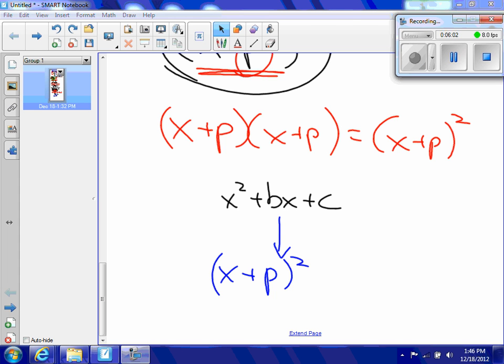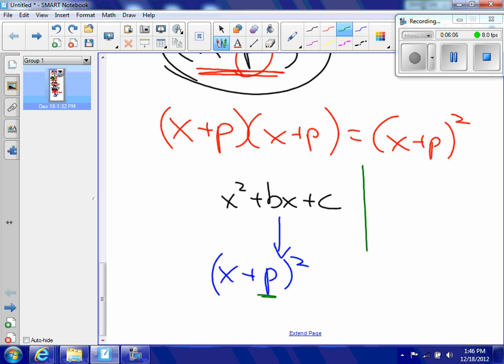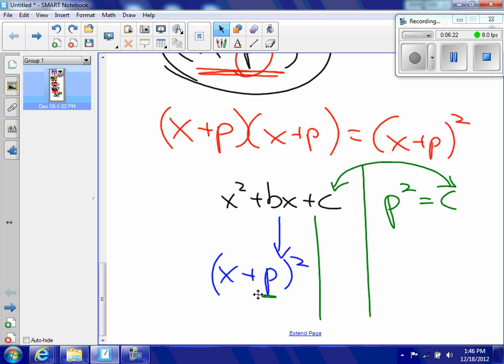Well, whatever value I use for p has to solve two problems. One problem it has to solve is that p squared has to be equal to c. And why is that? It's because if I have, let's try to make this look a little bit organized in our work.